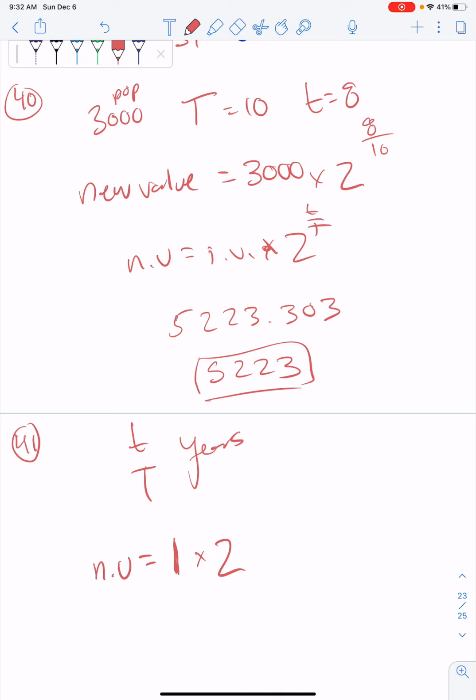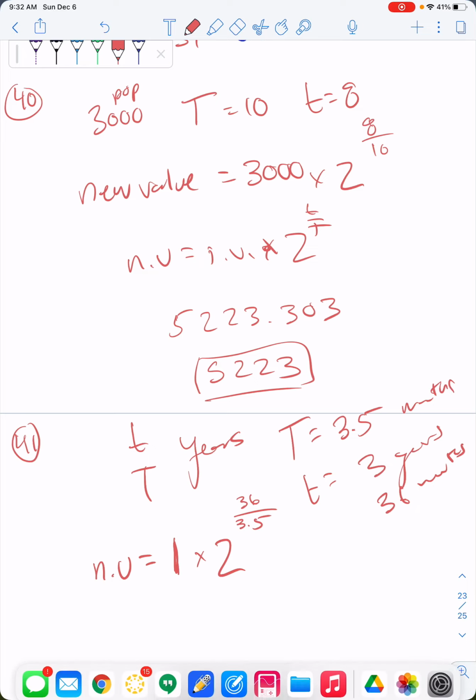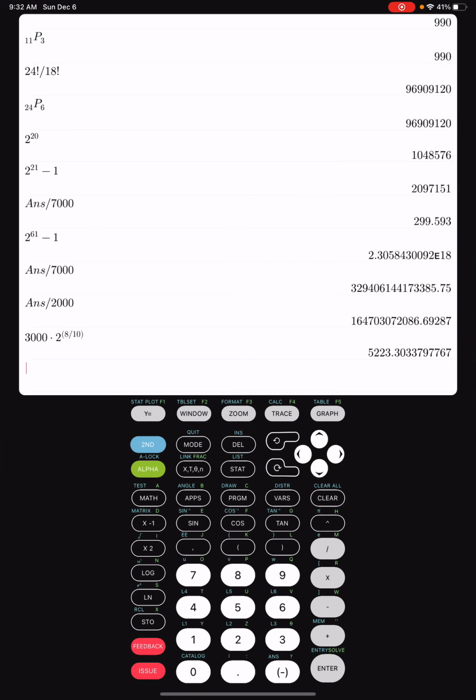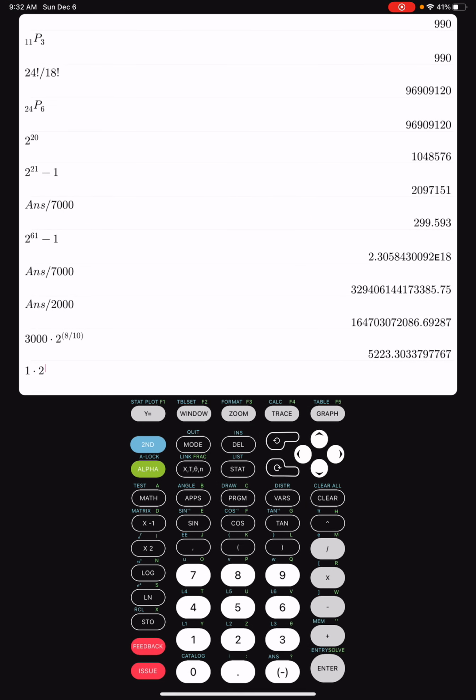Well, it told me that my doubling time, big T, is 3.5 months. Little t, for the first part of the question, is 3 years. But I want to change that into months. So that's 36 months. So I'm going to put 36 on top and 3.5 on the bottom because now my units are the same.